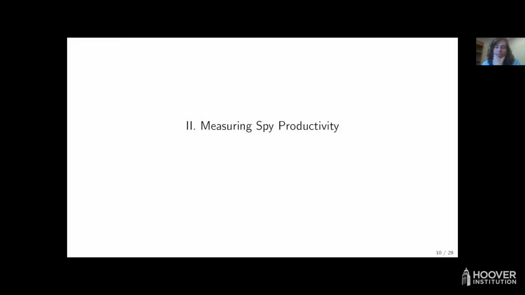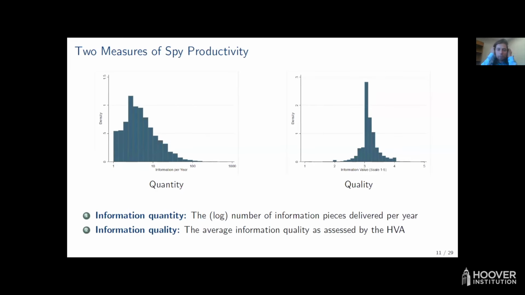So we're going to measure spy productivity in two ways. On the left, I show you the quantity of information. This is the information that spies delivered per year. This is on a log scale. Most spies really delivered between 0 and 10 pieces per year, but there's also a good bunch that delivered between 10 and 100 pieces of information per year, as well as a few outliers, even into the thousands of pieces per year.